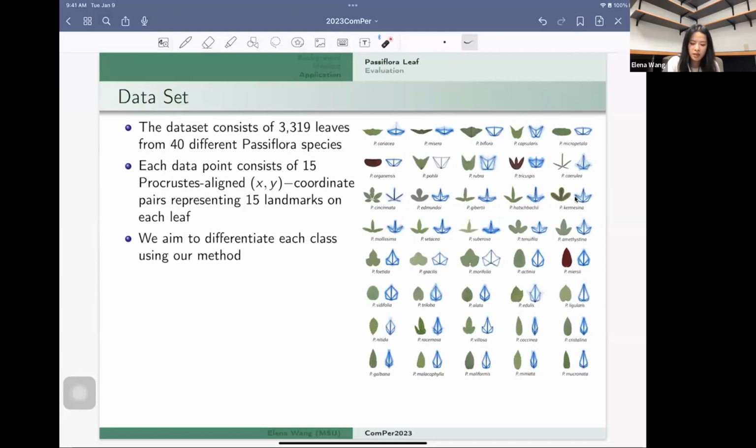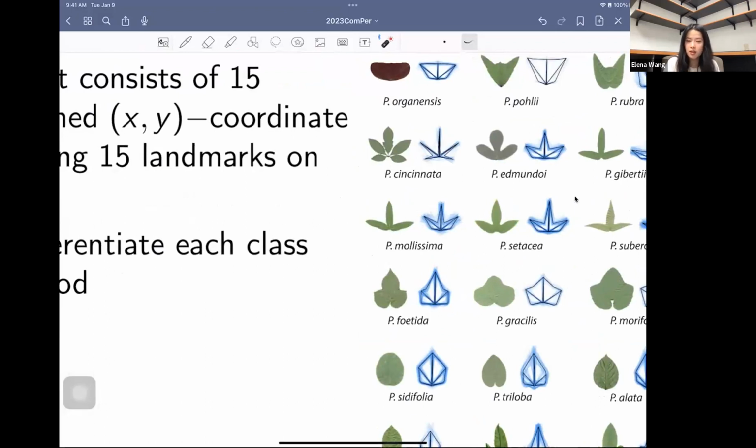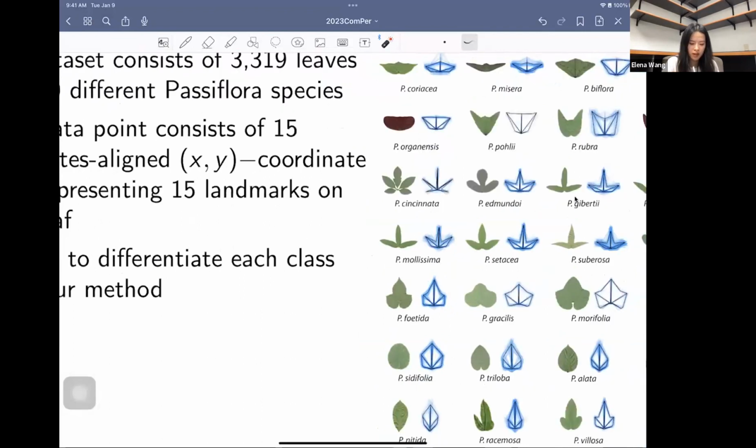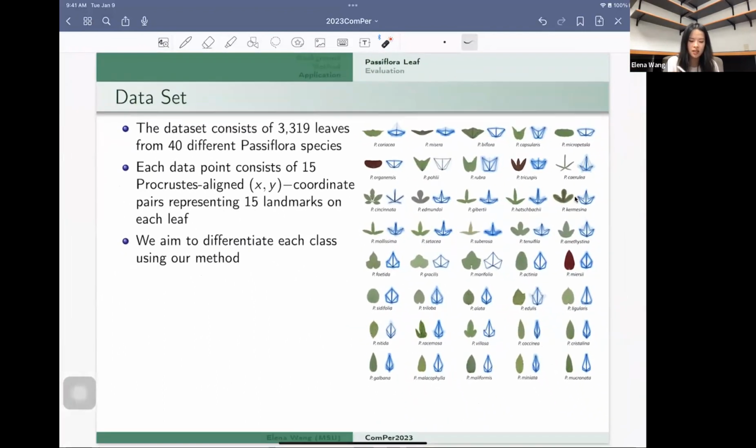I'll zoom in a little bit. These landmarks are chosen based on the biological structure of the leaves, and these are handpicked by some very hardworking undergraduates. So we very much appreciate their work. What we want to do is differentiate each class using our method.